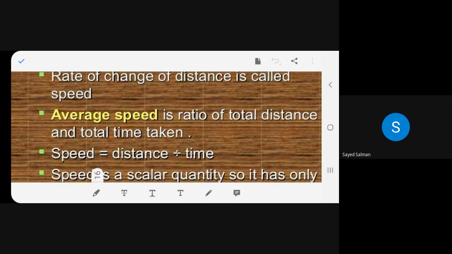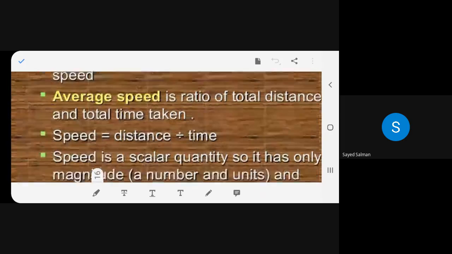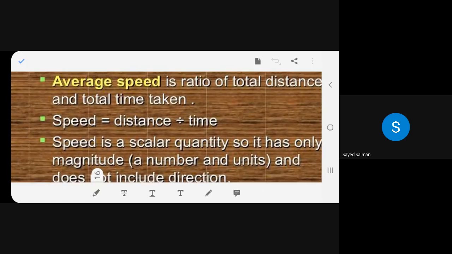So what is the meaning of ratio? That means it should be total distance upon total time, isn't it? This is the formula of average speed. Total distance upon total time is equal to average speed. Yes. Next point.